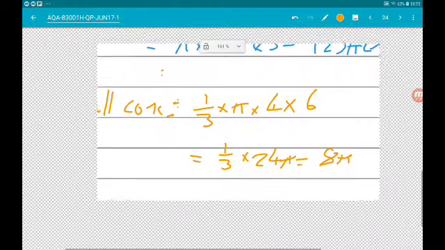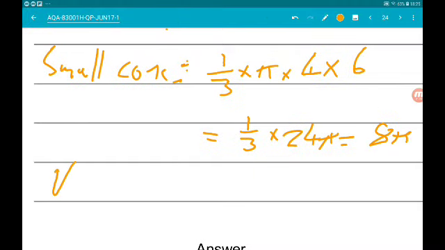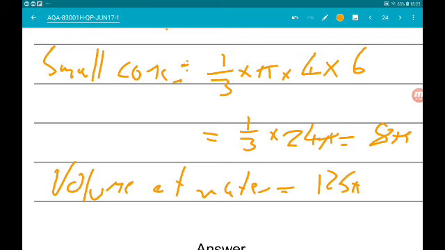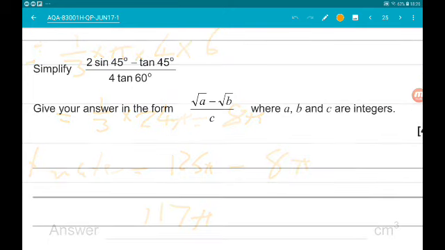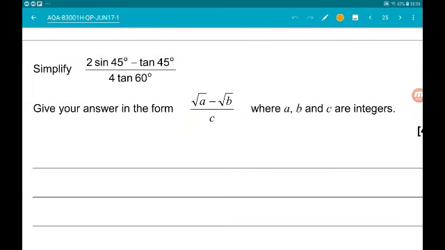Now the volume of the water is 125 pi minus 8 pi, which gives us 117 pi centimeters cubed. Okay, question 29, the final question.